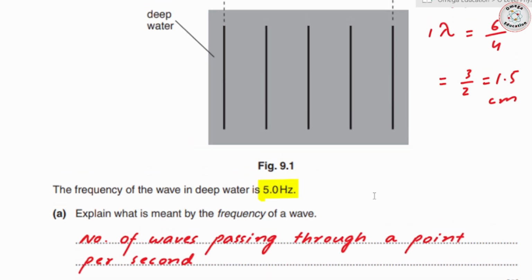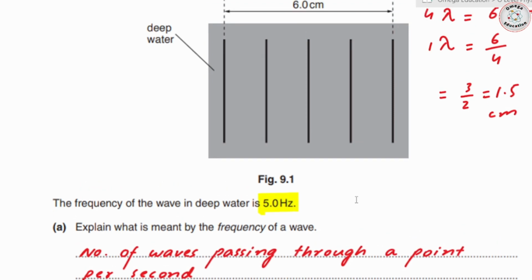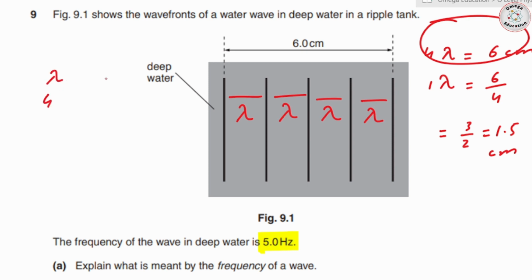So we defined frequency as the number of waves passing through a point per second. For the wavelength in the deep water, we know that the distance of 4 wavelengths is 6 centimeter, and the distance for one wavelength would be 1.5 centimeter. So for 4 wavelengths it was 6 centimeter, for one wavelength it was x centimeter, then with cross multiplication your wavelength would be 1.5 centimeter.